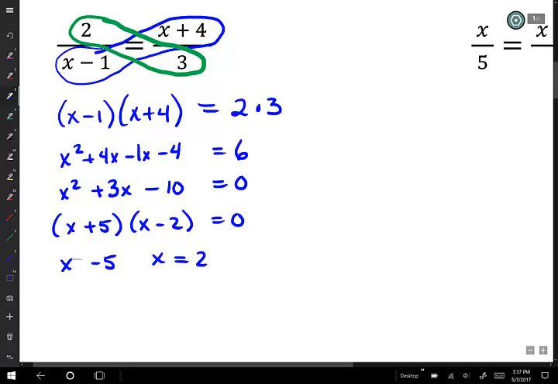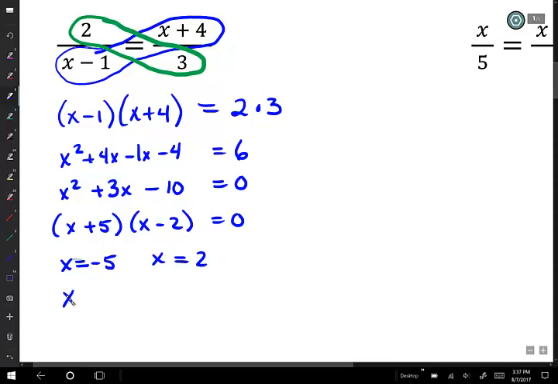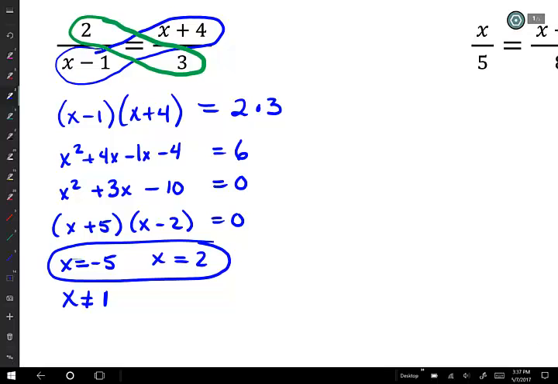Now, we do need to consider what the possible restrictions on the problem are. The original problem had an x minus 1 in the denominator, so x cannot be equal to positive 1, but that's not one of our solutions, and so our solution is going to be, as we've written, negative 5 and 2.